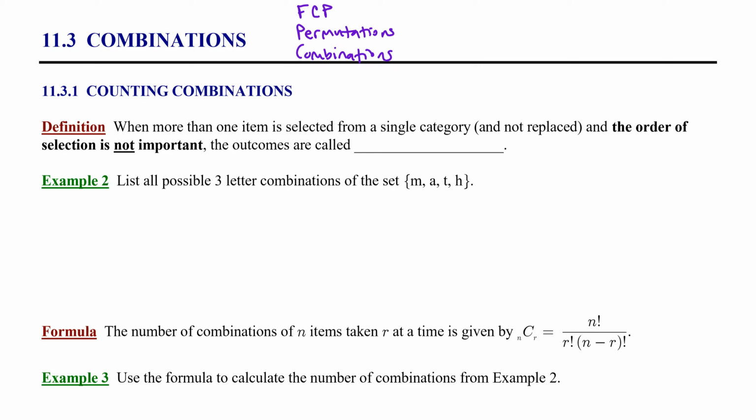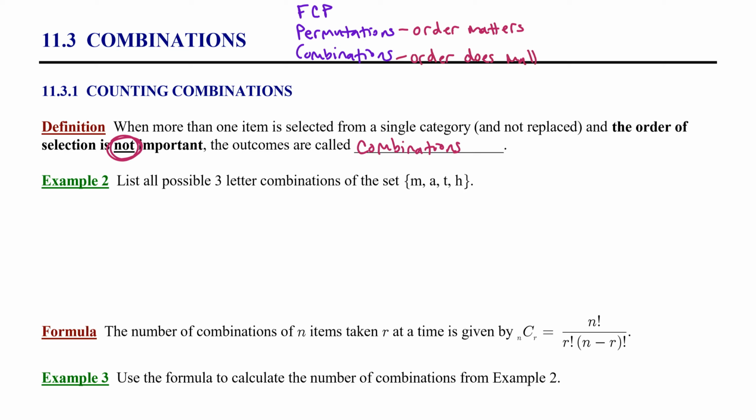With a combination, we're still looking at selecting more than one item per category, and it's not replaced. Now, this time, the order of selection is not important. If the order of selection is not important, then the outcomes are called combinations. So make sure you make that distinction. With permutation, the order matters. That is, if I rearrange the items, I get something new. Like if I rearrange the letters in a word, I get a new word. For a combination, the order does not matter.